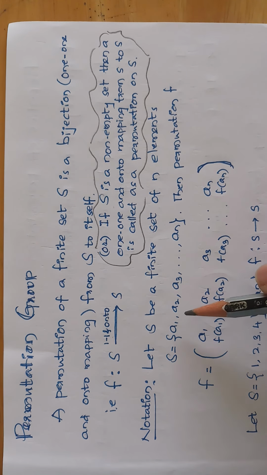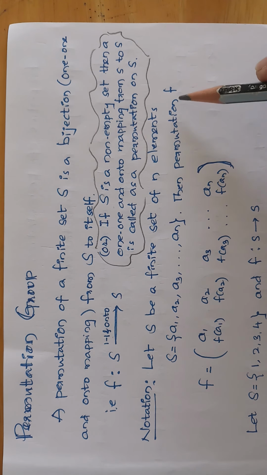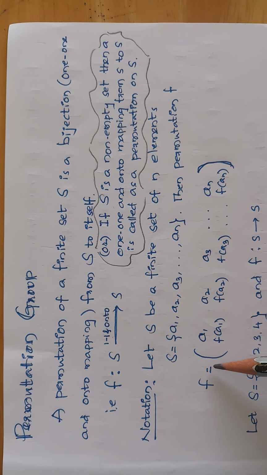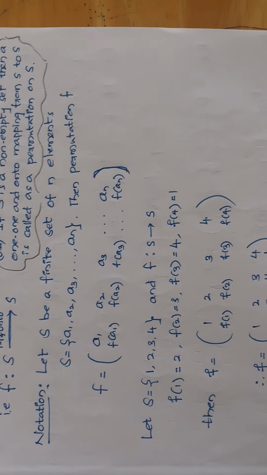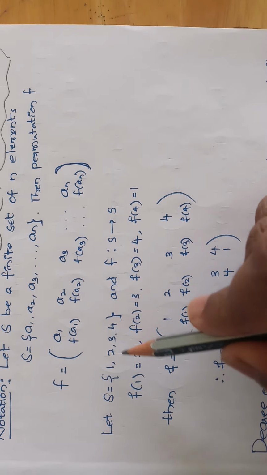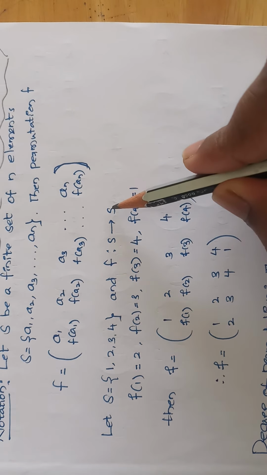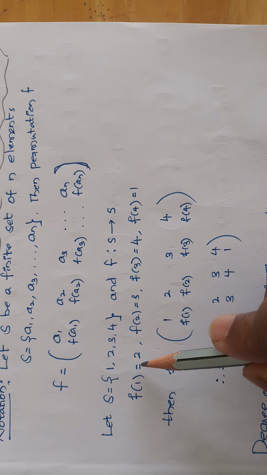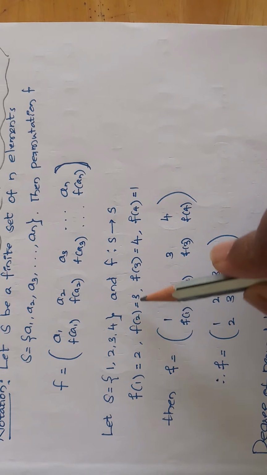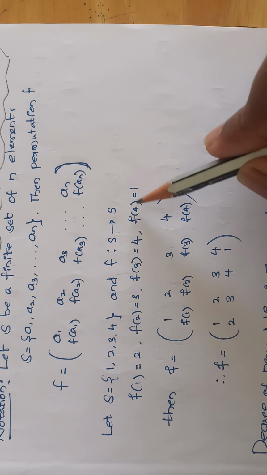So S is equal to {A1, A2, A3, ..., AN}. Then the permutation f is written as A1, f of A1, A2, f of A2, A3, f of A3, up to AN, f of AN. A1's image is f of A1, and so on. Here I consider the set S = {1, 2, 3, 4}, f from S to itself. F of 1: 1 goes to 2, 2 goes to 3, 3 goes to 4 and 4 goes to 1.